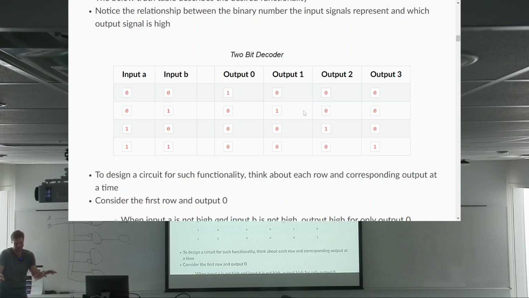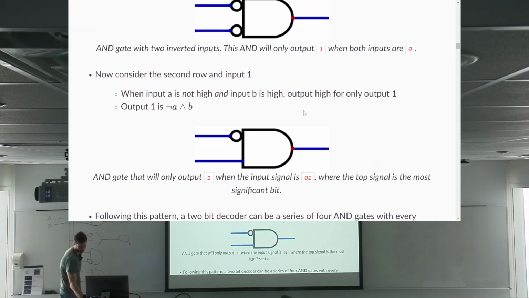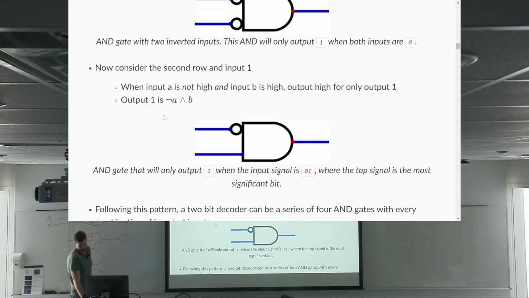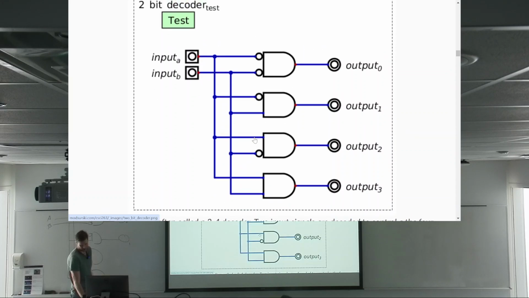Does this make sense? This is what we call a decoder. Now consider row 1 and output 1. A is not high and B is high. Well, that's just that, right? And if we carry on, there we go. This is a decoder.